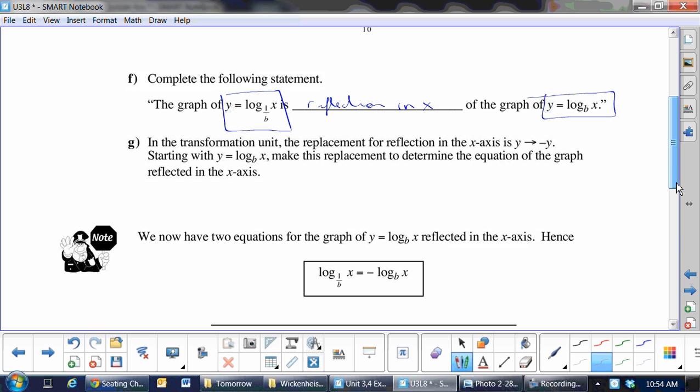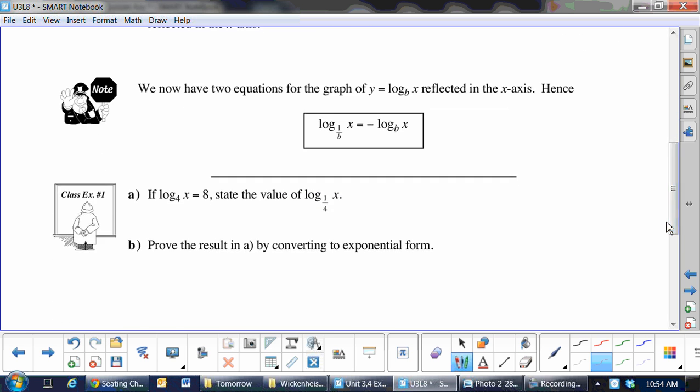Also, you have to remember this below: y equals log base 1 over b of x is equal to negative log base b of x. So if you take the negative away, they are reflections of each other. If you put that negative in there, they're equal to each other.